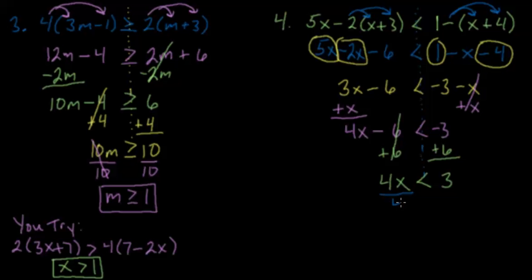So I'm dividing by 4 so that these will cancel out, and whatever I do to one side I do to the other. So I'm dividing by 4 over there as well, giving me x is less than 3/4, because 4 cannot go into 3, so I leave it in my fraction form. So this is my solution.